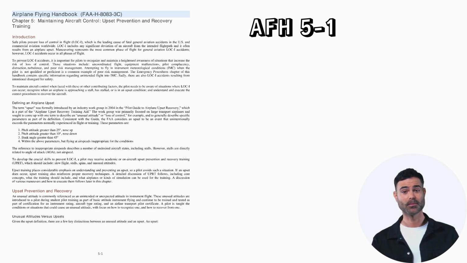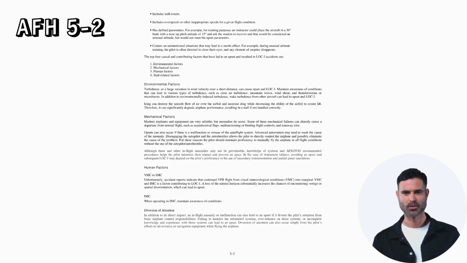Unusual attitudes versus upsets. Given the upset definition, there are a few key distinctions between an unusual attitude and an upset. An upset includes stall events, overspeeds, or other inappropriate speeds for a given flight condition. It has defined parameters. For example, for training purposes, an instructor could place the aircraft in a 30 degree bank with a nose-up pitch attitude of 15 degrees and ask the student to recover, and that would be considered an unusual attitude, but would not meet the upset parameters. An upset centers on unintentional situations that may lead to a startle effect.